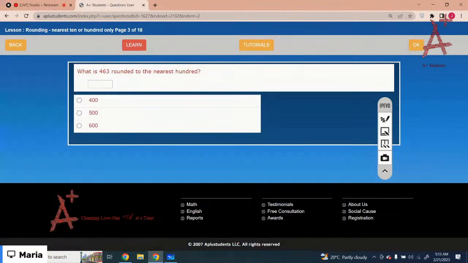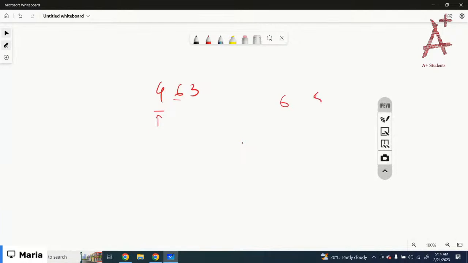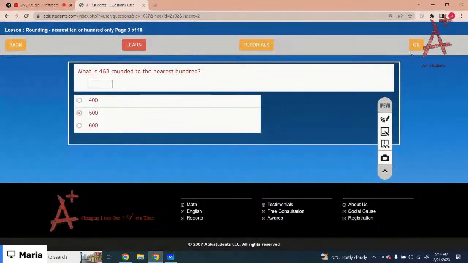Okay, what is 463 rounded to the nearest 100? You have to round off 463 to the nearest 100. So which digit is at the hundreds position? 4 is at the 100 position. Got it? So the digit that is right next to 4 is 6. You have to compare this digit to 5. So is 6 greater than 5 or less than 5? 6 is greater than 5. Got it? That means you have to round up, add 1 to 4, and then replace the other digits with 0. So it would be 500. Got it? So 463 is rounded off to 500.